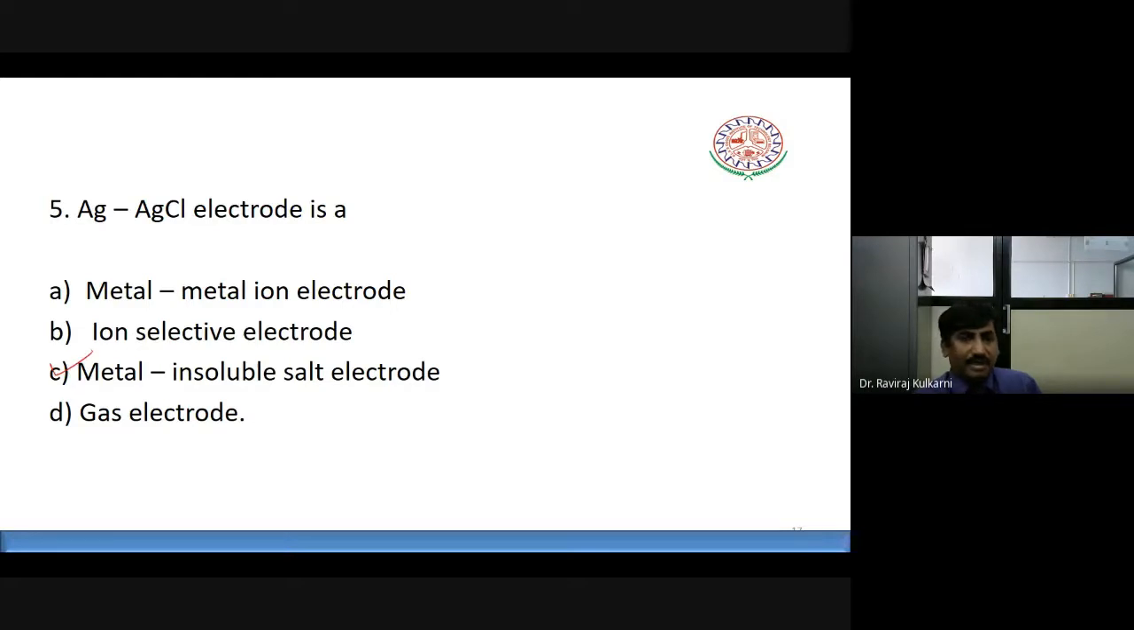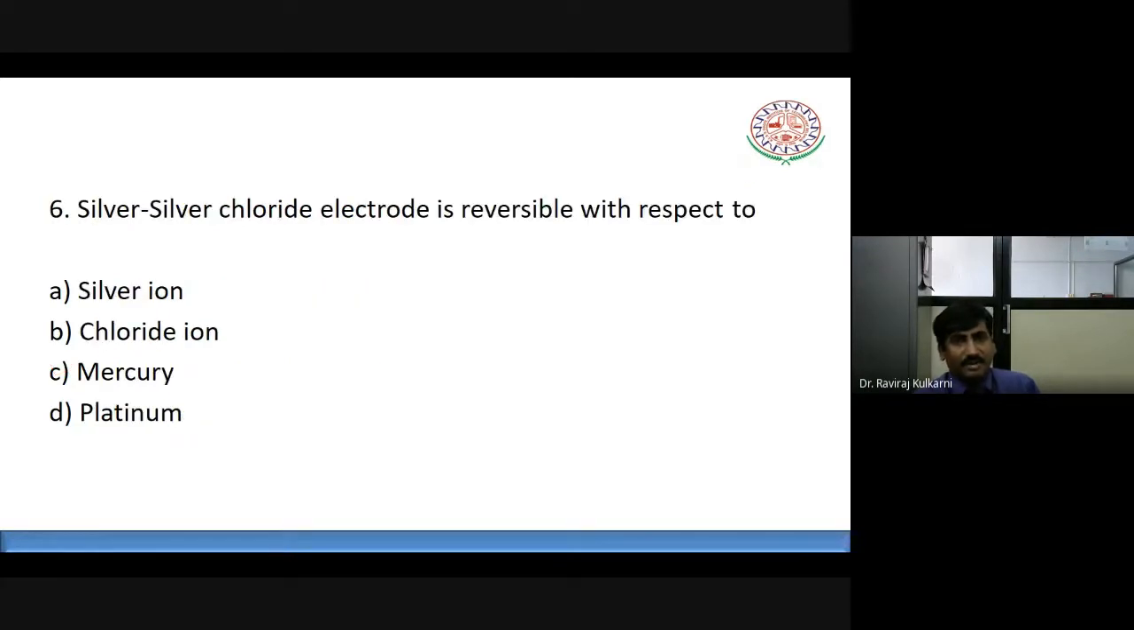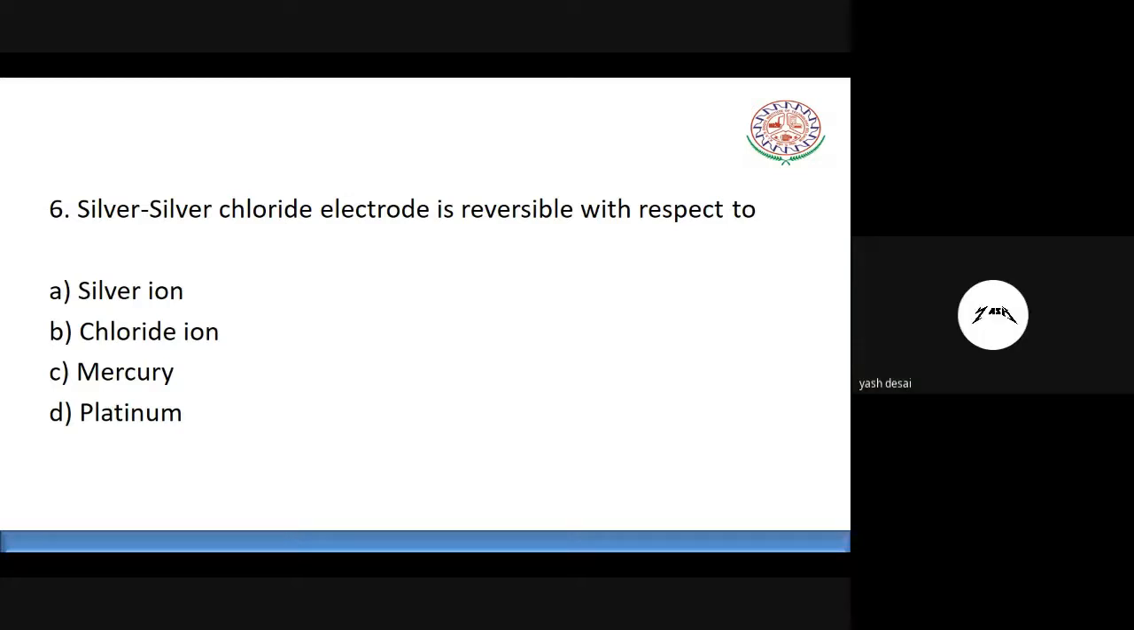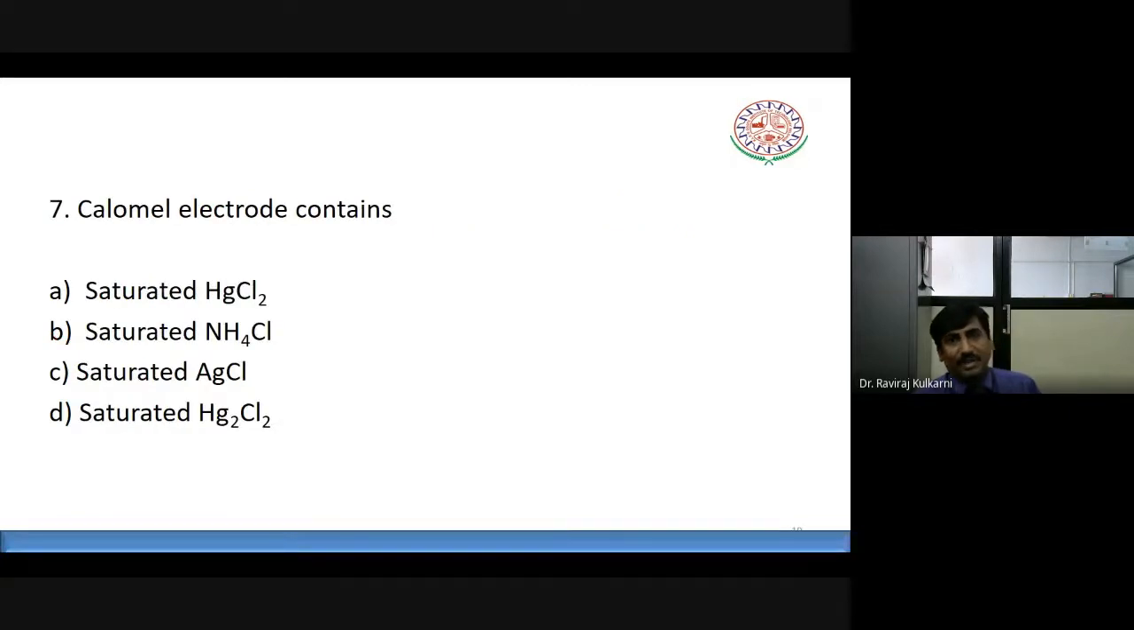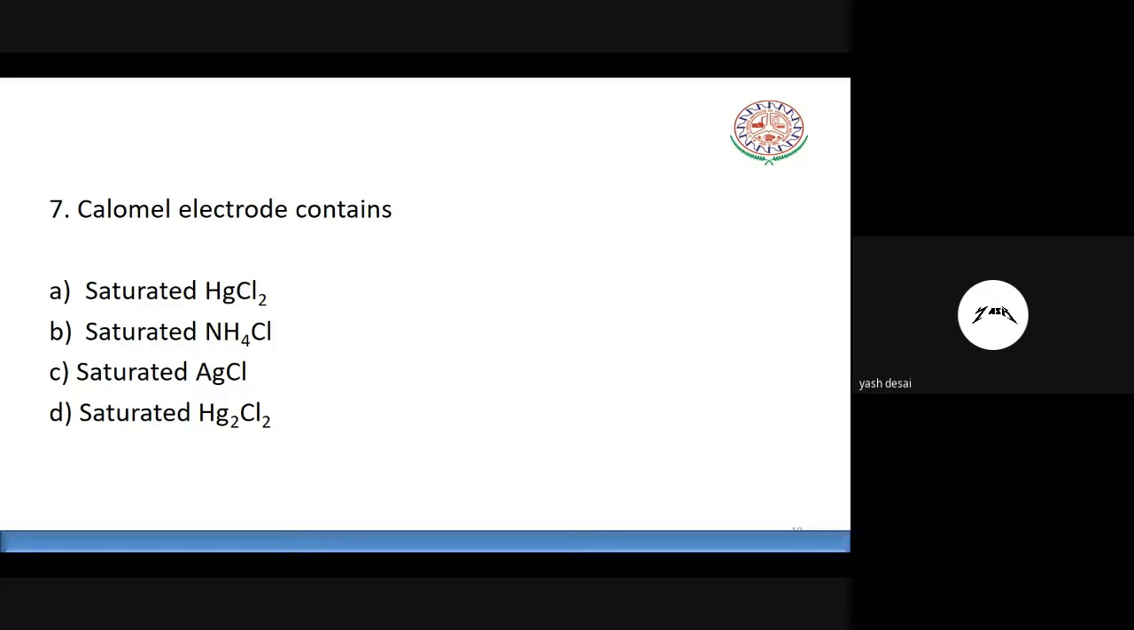Okay, so anybody else? Just do it fast. Silver electrode is reversible with respect to, I think we already discussed for calomel electrode, but anyway, just tell. Chloride ion. Okay. Many are there. So the calomel electrode contains what? Anyone?